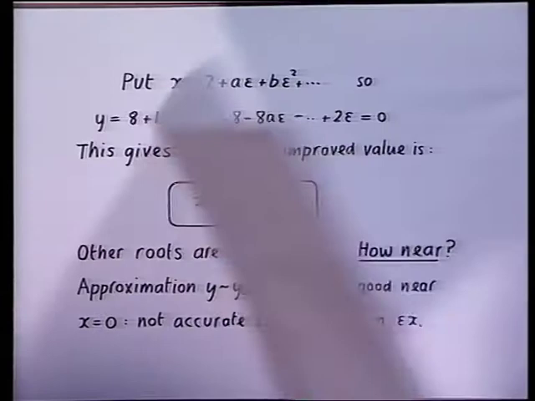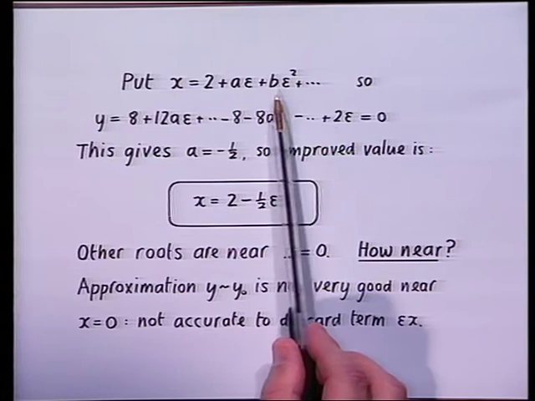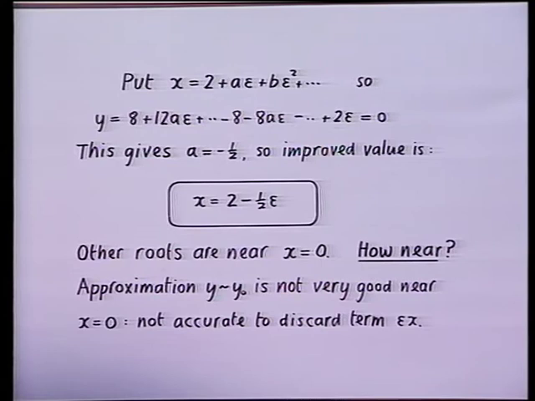Well, we'll simply boldly try an expansion of the following form. We'll write x equals 2 plus a small correction proportional to epsilon plus a small correction proportional to epsilon squared. So when epsilon is small, the correction terms are negligible compared to 2. The plan now is to substitute this assumed form into the cubic equation and to find out what values a and b must take. I'm going to show in detail how we find the value of a.